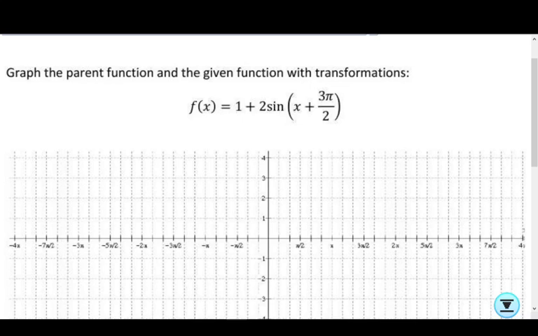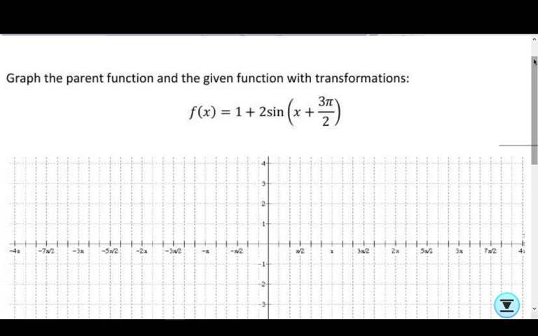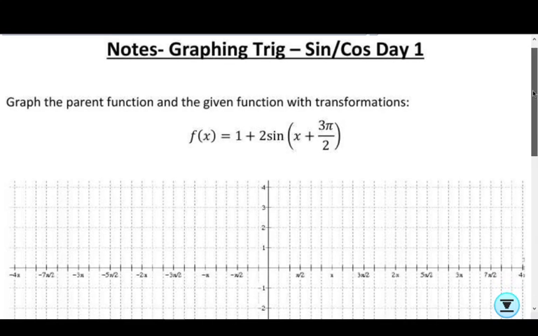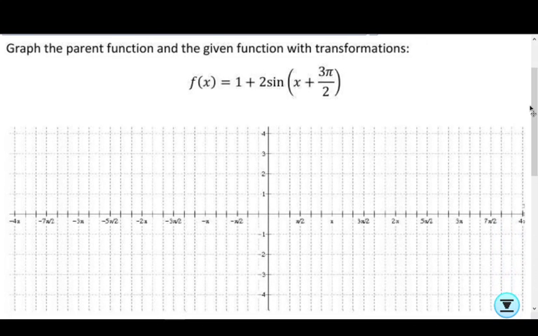Okay, so today we're starting with graphing trig, just specifically sine and cosine. The last couple of days we've been talking about the transformations, so we're kind of putting it all together. Today we're looking at this sine wave.